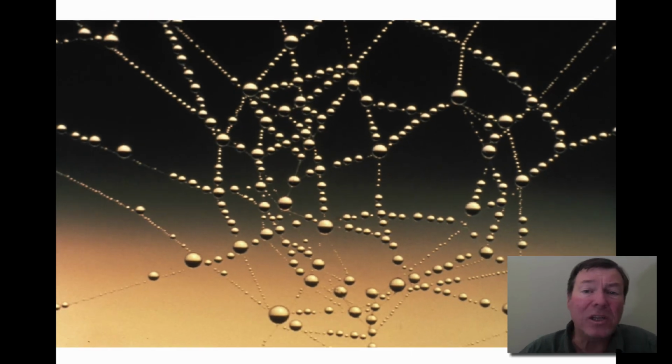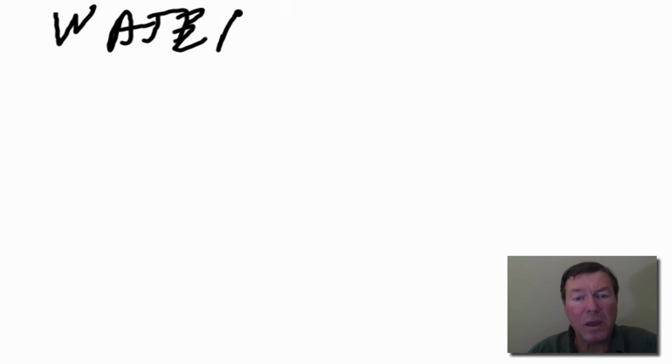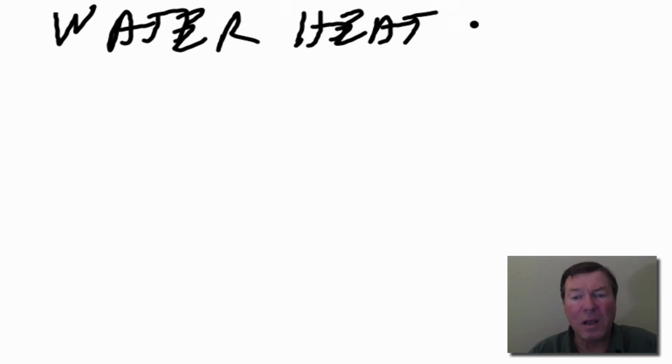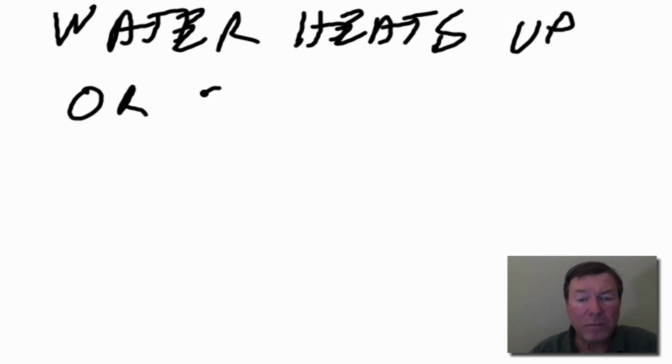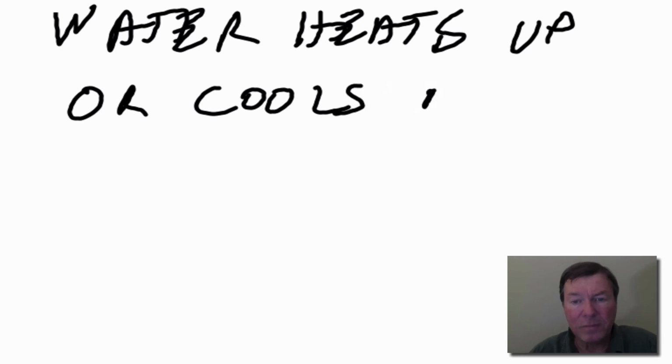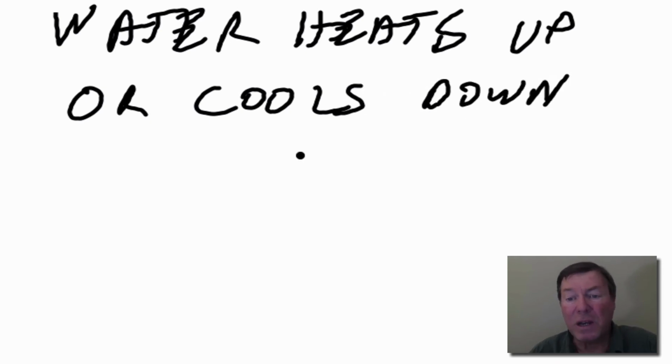So you have adhesion, which attracts water molecules to other things, and cohesion, which makes them form a sphere. The other thing about cohesion is it causes water to heat up very slowly, or cool down very slowly. In other words, it has a high heat retention. Heats up or cools down. I'm trying to write neater for you guys.